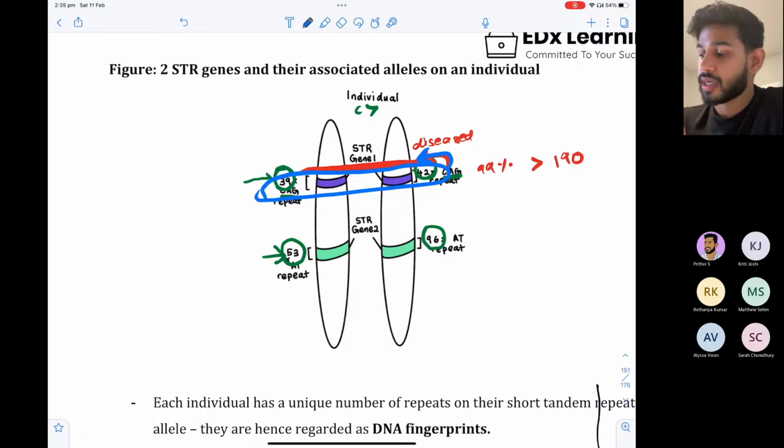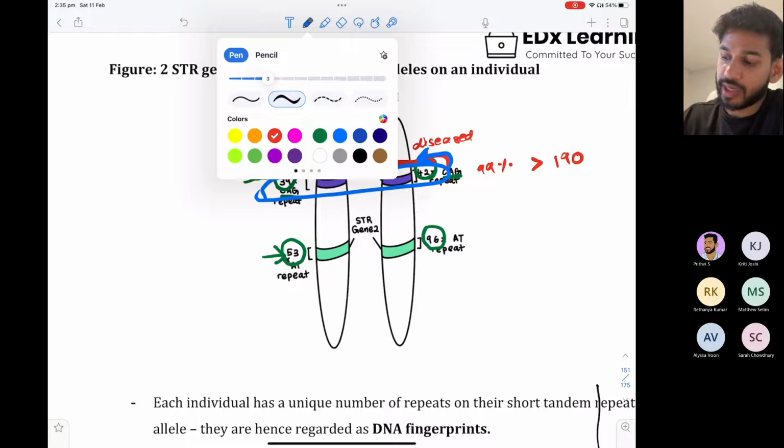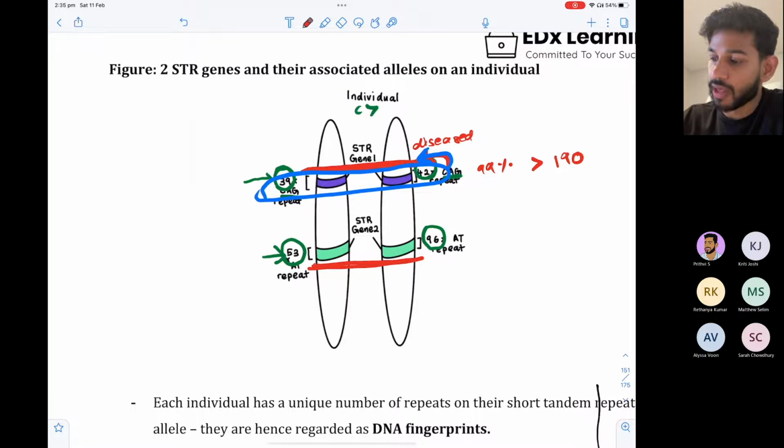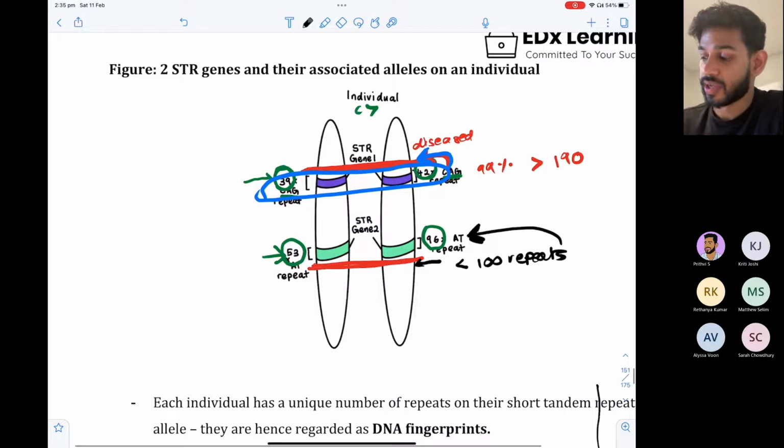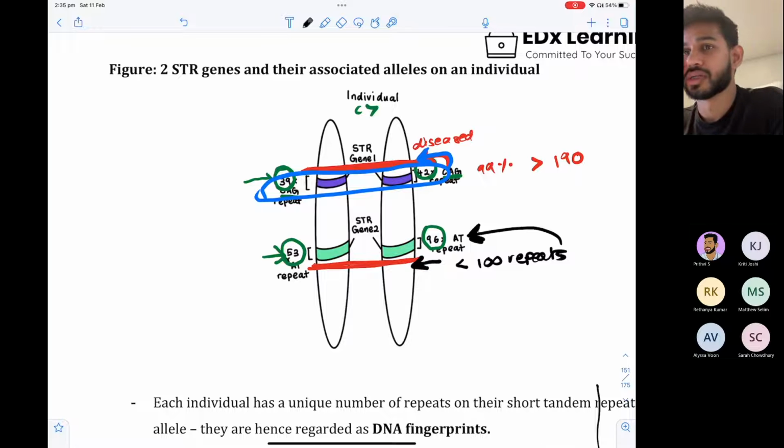Okay, and likewise, there could be a disease gene right here. And from the Human Genome Project, we found that when someone has a disease gene here, they have less than 100 repeats in this short tandem repeat. Now you see this person's alleles and they have 53 and 96. Sarah, do you think this person has a diseased gene at this location or a healthy gene at this location? It's diseased. Good, most likely.